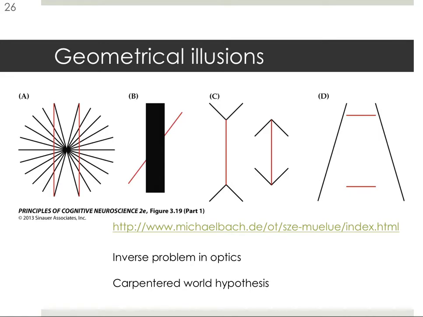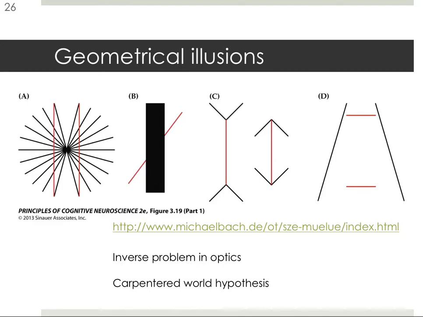So if you're living in a world that is carpentered, where carpentry, of course, means that you're building things out of straight lines and beams and putting them together. So a carpentered world is a world in which you have lots of straight edges and right angles, right? So you have these 90-degree angles. And so the carpentered world hypothesis posits that we are experiencing these illusions just because we are used to a carpentered world.